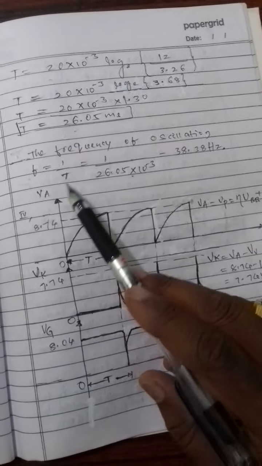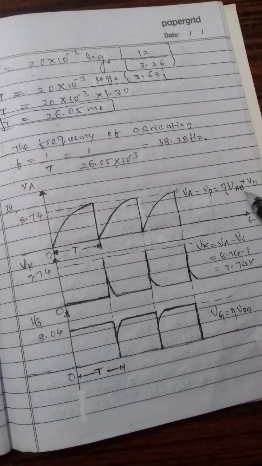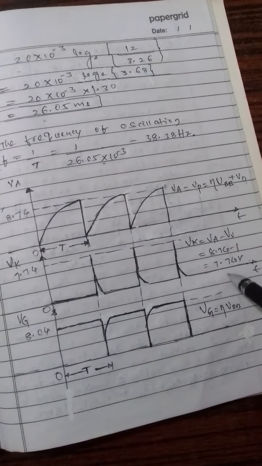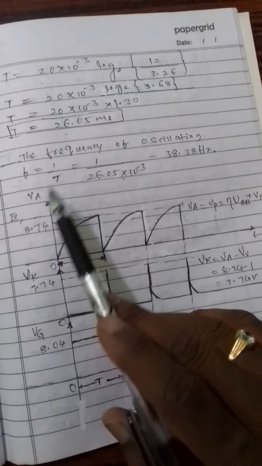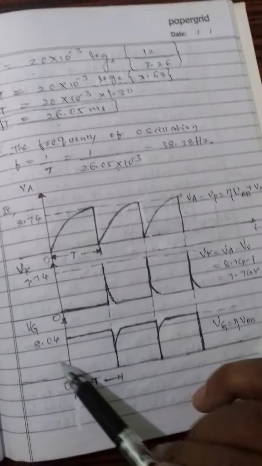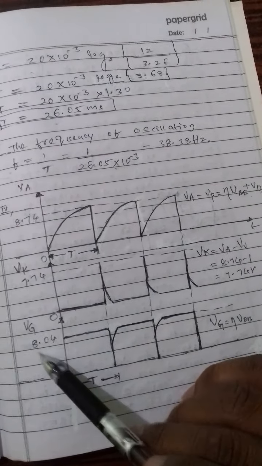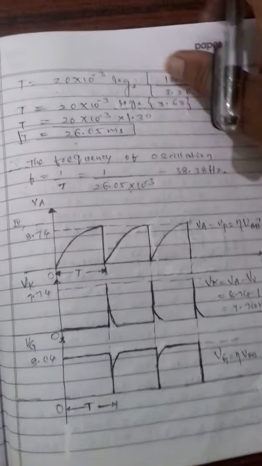The waveform of VA starts from 0 and rises to Vp, which is equal to η VBB plus Vd. VK is equal to VA minus Vd, which is equal to 7.74. VG is equal to η VBB, which is 8.04. The values marked on the waveforms are 8.04, 7.74 and 8.74.